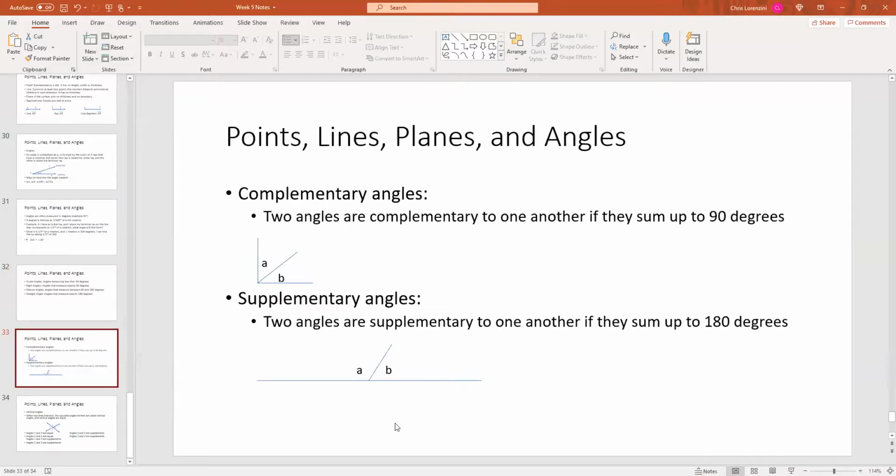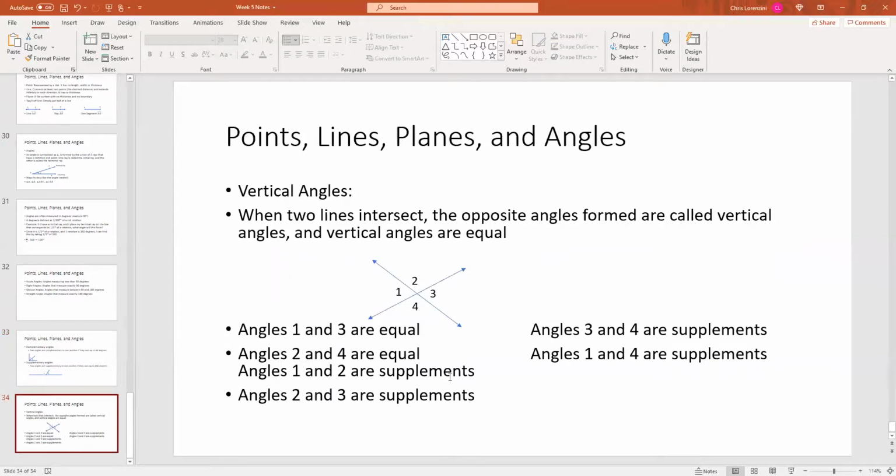Complementary and supplementary angles. 2 angles are complementary to one another if they sum up to 90 degrees. So I can create a right angle here, which is a 90-degree angle, split off 2 different angles there. Those are complementary angles because when I add them up, they add up to 90. Supplementary angles, my straight angle is just a straight line. If I broke that up into 2 angles, A and B, those 2 angles would be supplementary because they add up to 180 degrees.